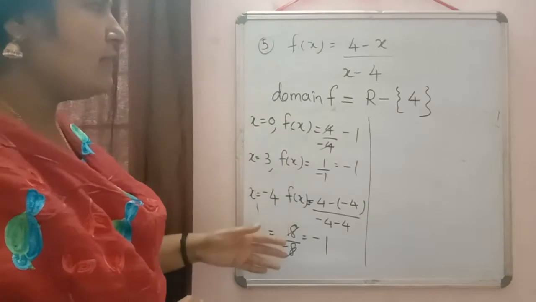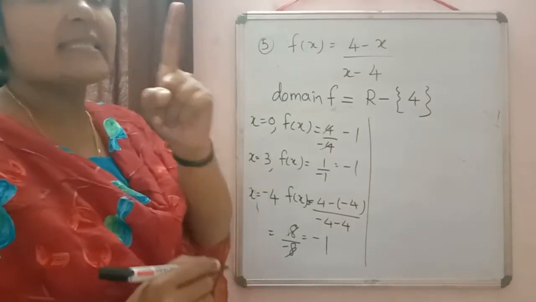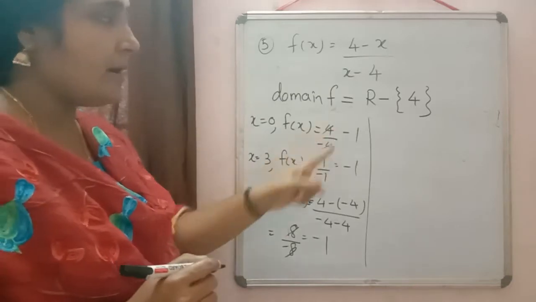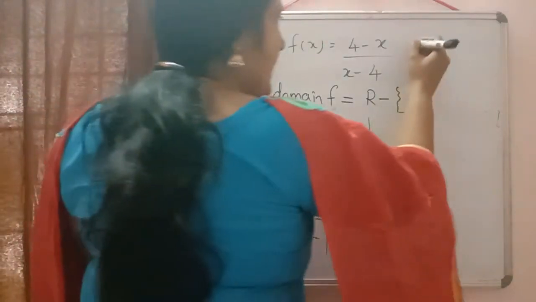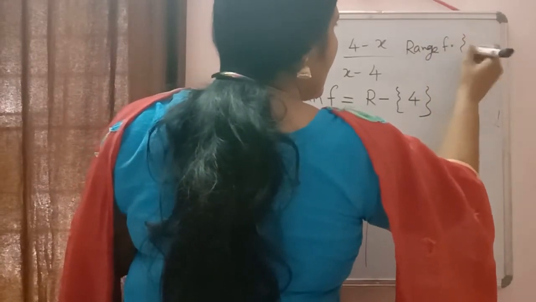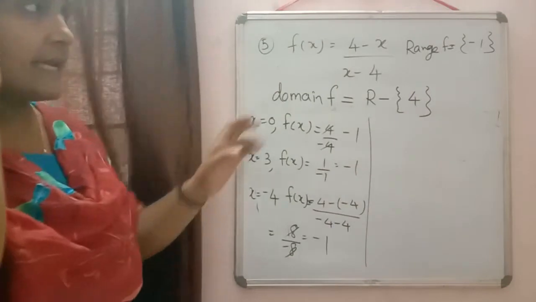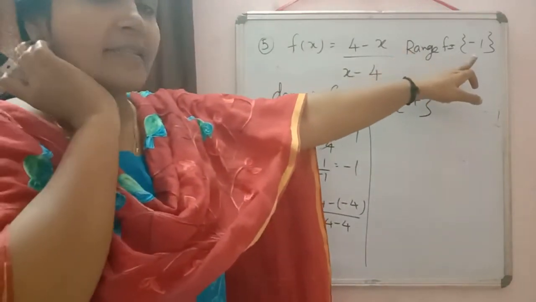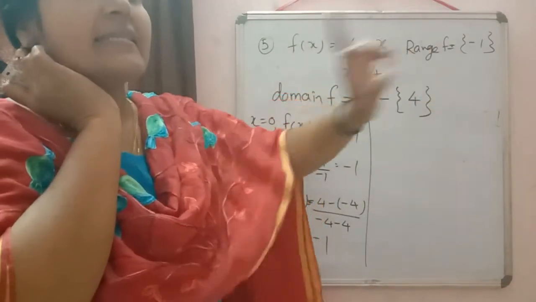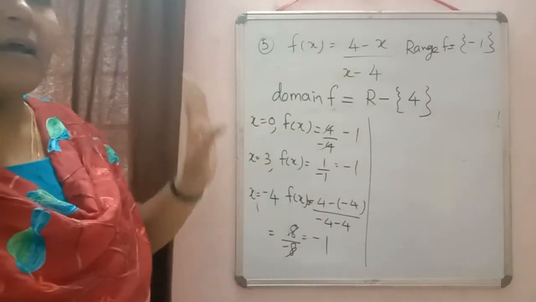So whatever values of x you are taking, the value of f of x is a single number. What is that number? Minus 1. So the range of f will be equal to, it contains only one element, that is minus 1. The set that contains only one element is called which set? Singleton set. So the range of f will be a single number, minus 1.